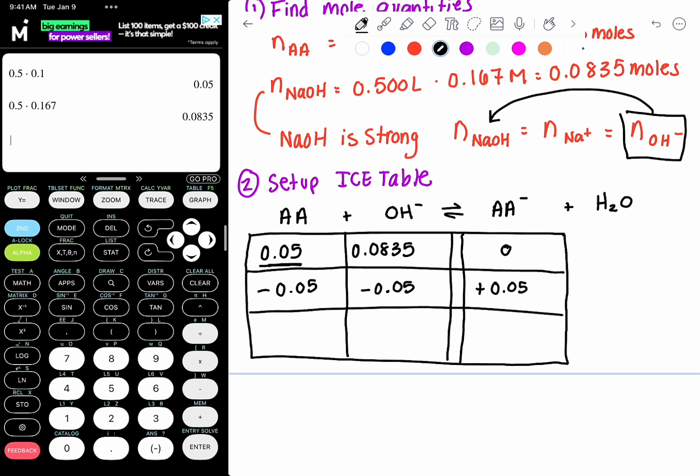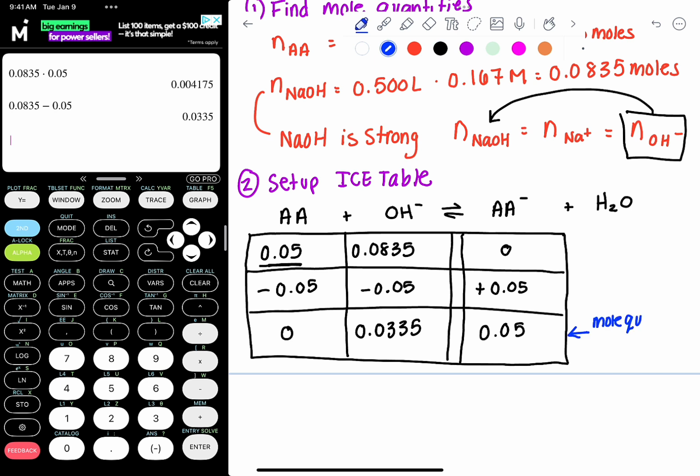So that gives us an E of 0. We could do 0.0835 minus 0.05. Oops, I did multiplication. 0.0835 minus 0.05. So that's not how math works. We get 0.0335 and 0.05. So these are now the mole quantities at equilibrium. The only slight change is going to be the acetic acid.